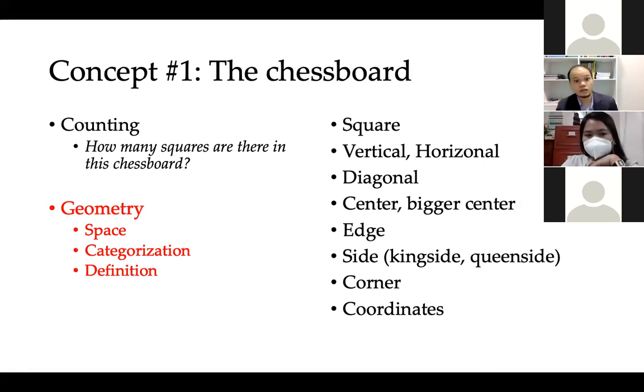And lastly, coordinates, how we identify those squares. Without the coordinates, they're just simple squares. You don't really know the value of those squares, not unless you give them labels to identify their relative positioning with the other squares. So just the chessboard, there are already a lot of things that you can start introducing to kids, as regards counting, as regards geometry.